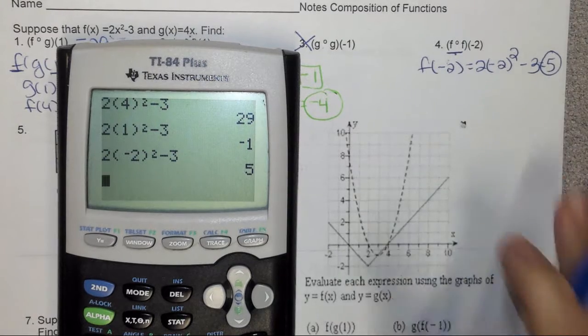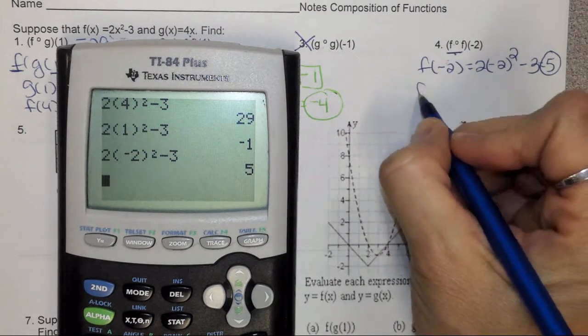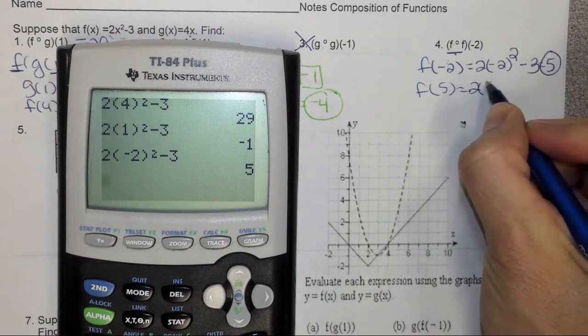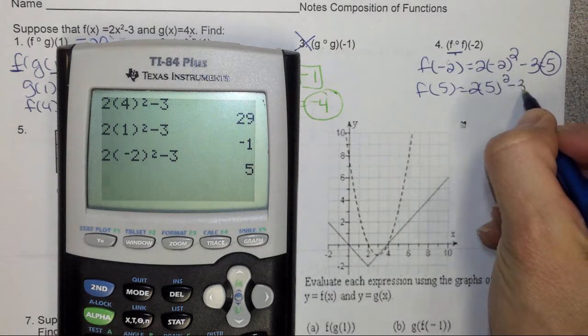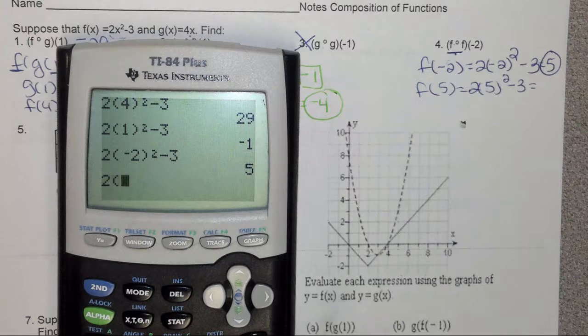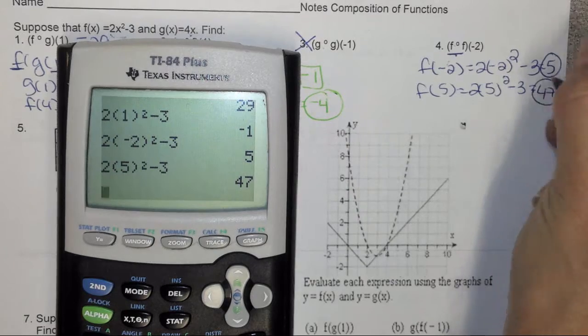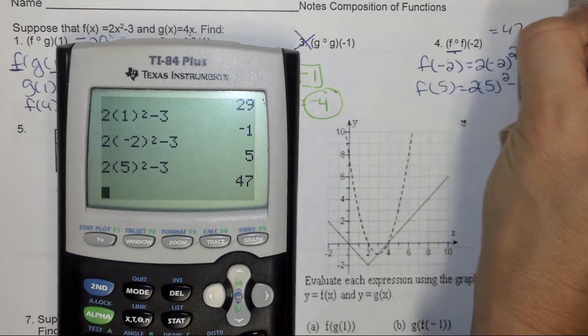We're going to take the answer we just got, and this time I'm going to plug it into f again. We have 2 times 5 squared minus 3. So 2 times 5 squared minus 3 is 47. And again, your last answer is your final answer.